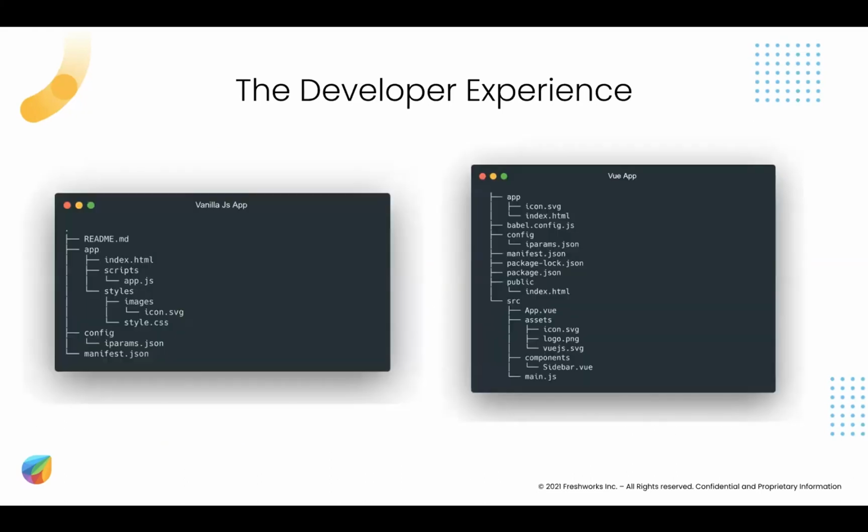So here we have two screenshots. The left one is the folder structure of your regular vanilla.js app created using FTK. The one on the right side is the folder structure of a Vue.js app created using the FTK also.